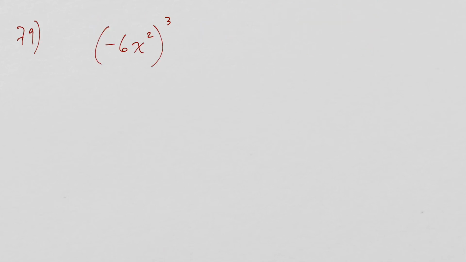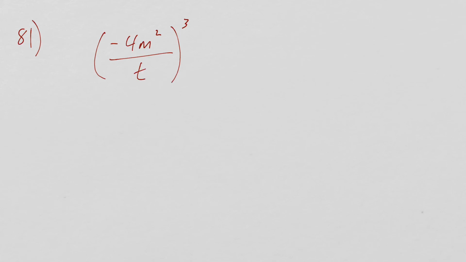Okay, first of all, this is an odd exponent, so it will not eliminate that negative. So we're going to end up with that negative, and we'll have 6 to the 3rd power, x to the 2 times 3, which is the 6th power. And now we'll evaluate that negative 6 to the 3rd power. That's 6 to the 3rd power is 216. And we have x to the 6th power. And that's all we can do.